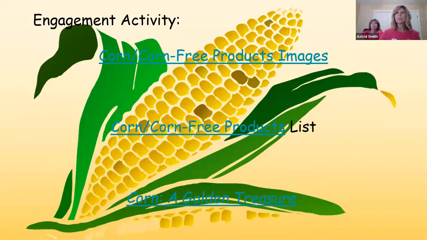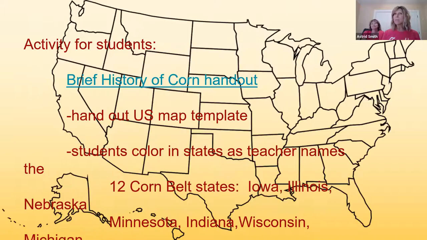Sorry, wrong way. This is another activity just to kind of get them familiar with our United States. This handout is also provided. You have a template on this National Ag in the Classroom site. If you click on that, it shows the template in the background. You also have what's called the Brief History of Corn handout, which is a reproducible handout that looks like this. It has information that you can read and show with your kids.